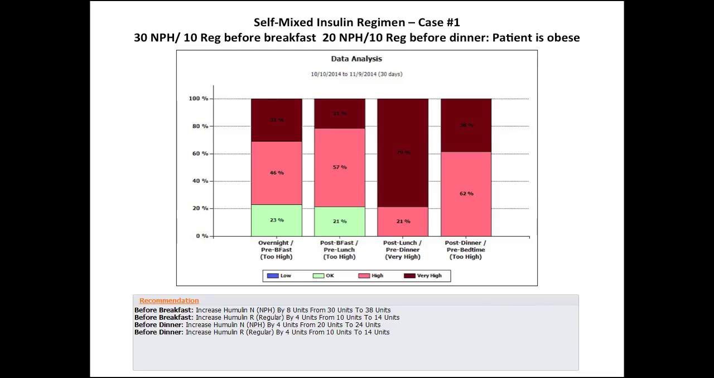So let's look at the recommendations down here. Before breakfast, we increase the NPH by 8 units from 30 to 38. Now that's a pretty high increase, except that, remember, the NPH in the morning affects the before supper. And look at, most of them are very high. That's why we go up so high. Before breakfast, we increase it by 4 units because the majority of these are high. Before dinner, it involves the before breakfast test. Look, they're all high. You should go up on that by 4 units.